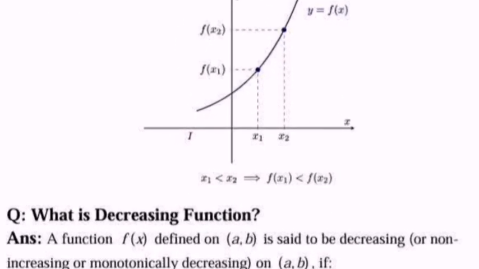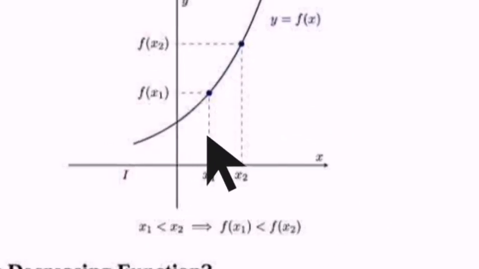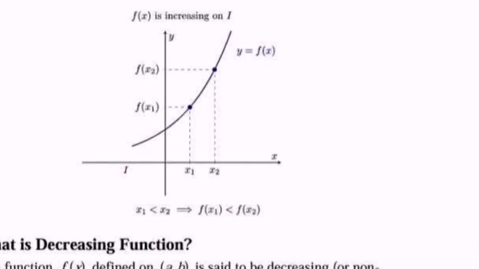Graphically, if we consider x1, x2 on the x axis, the corresponding value of x1 is f of x1 and the value of x2 is f of x2. So the graph is increasing from left to right. The structure of an increasing function is just like this. The slope of this graph is positive.